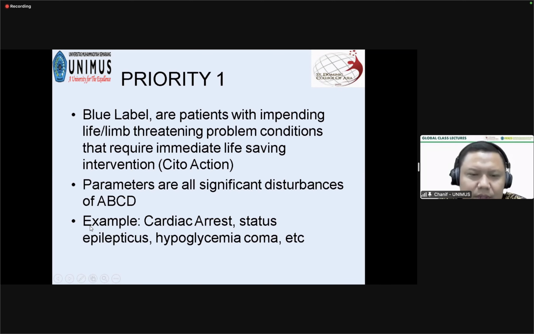For example, a patient with cardiac arrest. Cardiac arrest cannot be delayed, because if we spend more than 4 minutes after we find the patient, it will influence the percentage of patients who can survive. So we give the intervention immediately. And then another one is status epilepticus, or a patient with hypoglycemia. It is one of the conditions.